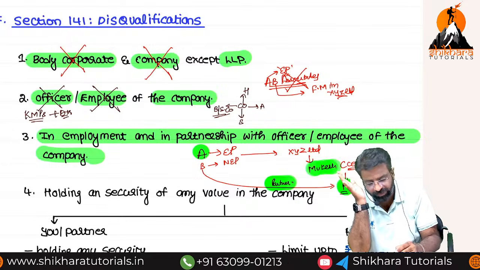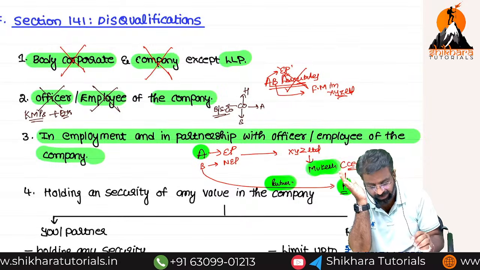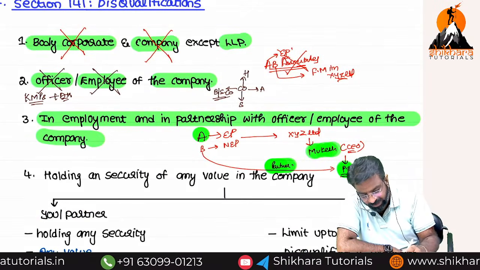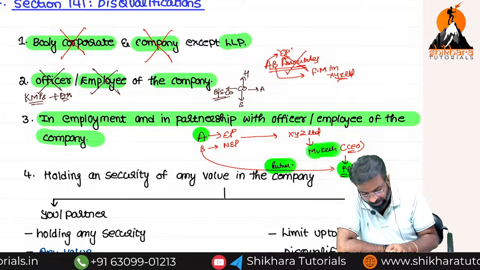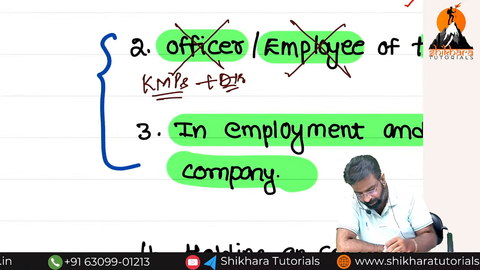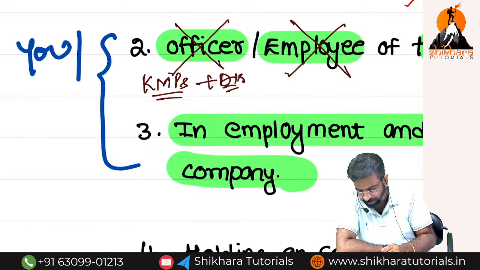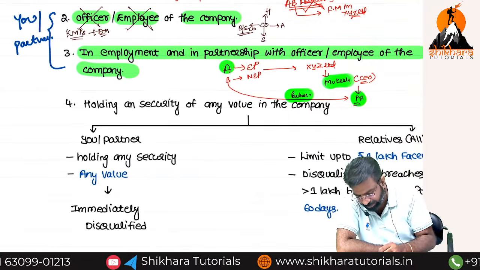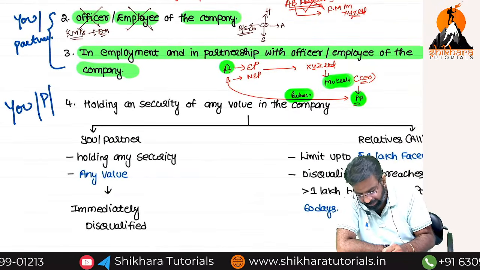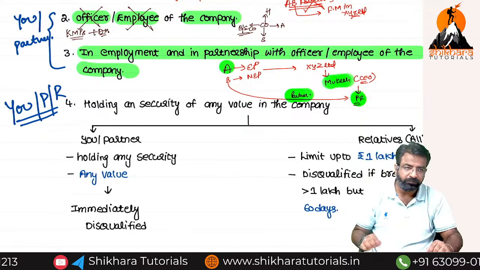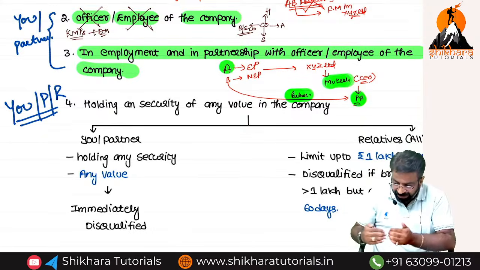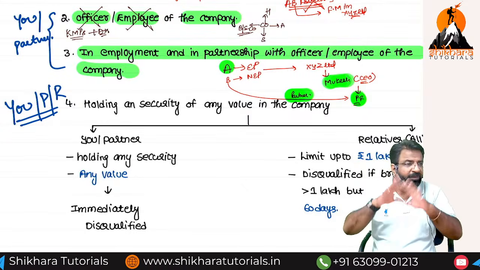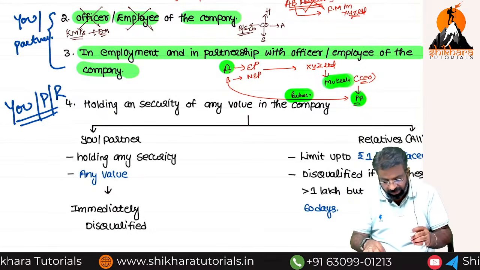Now from the 4th disqualification onwards, your relative will also be included. Who will be included? Try to tell me who was included up to point number 2 and 3. In point number 2, you and your partner. From now onwards, who else is going to be added? You, your partner and your relative. Now listen to this point. If any 3 of you have this relationship with the client, my firm will be disqualified.